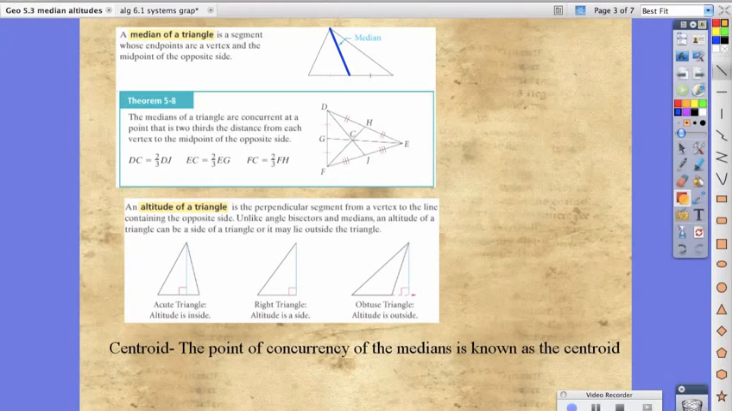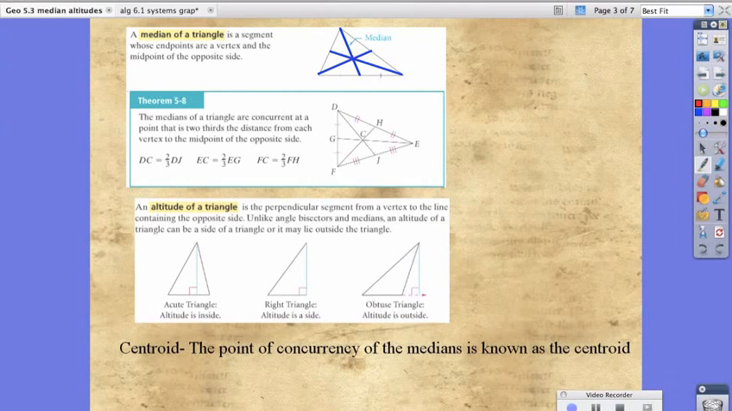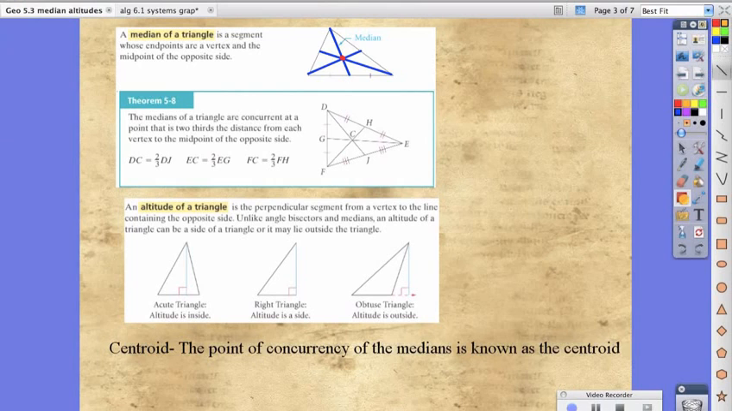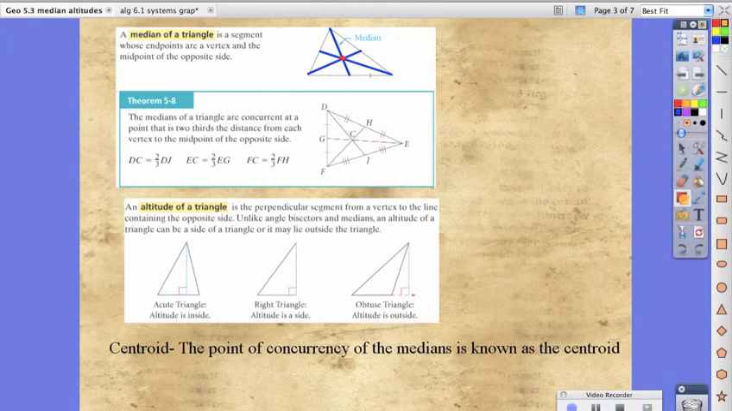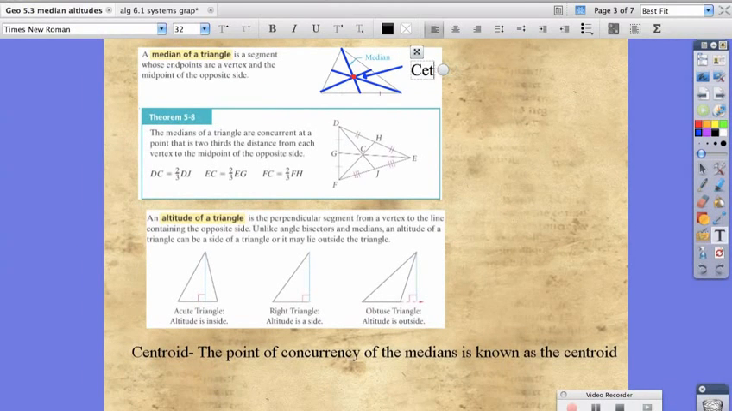Now, if you do that for all three sides of a triangle, what happens is you create a point of concurrency right there, and this point of concurrency is also called the centroid. So let's do an arrow really quick. This point right there is called the centroid.